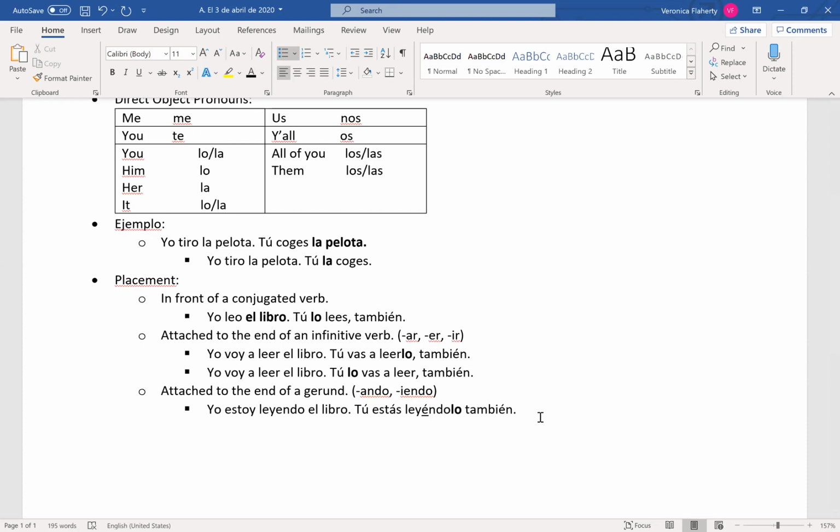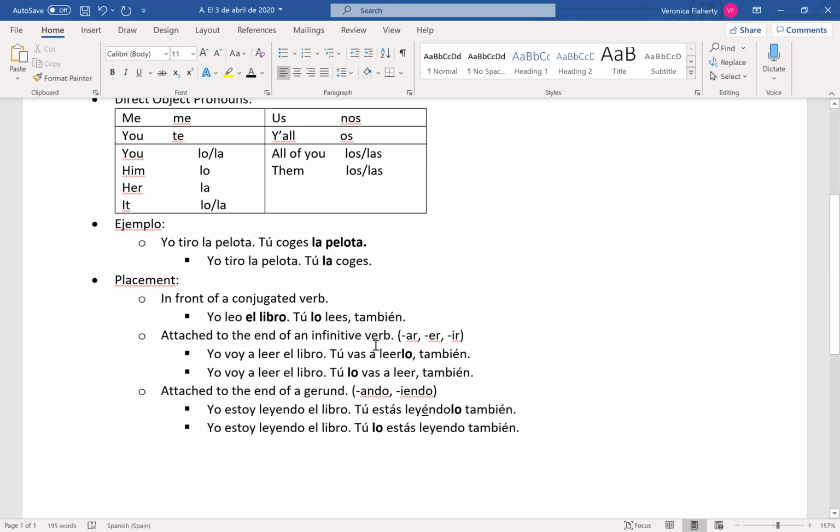There's one more place in that sentence where the lo can go. Where can it go? Before estás. Before estás, perfect. Yep, because estás is conjugated, so it can go there too. Yo estoy leyendo el libro, tú lo estás leyendo también. Okay.